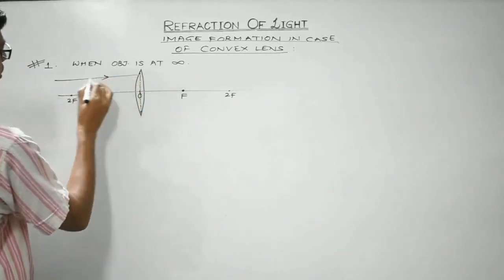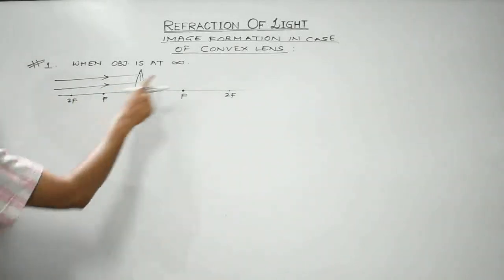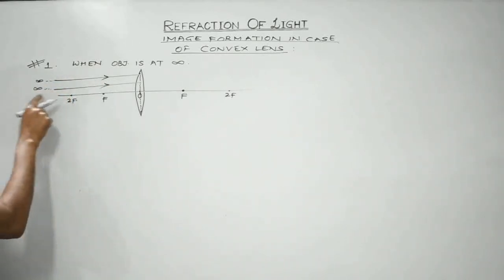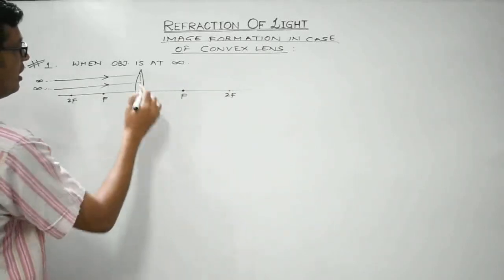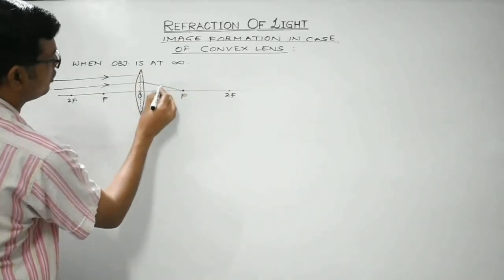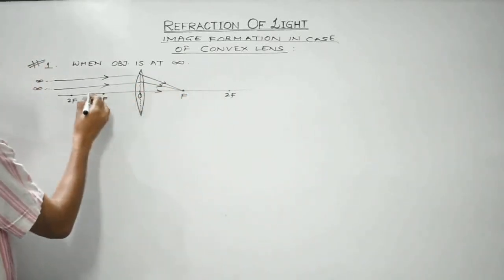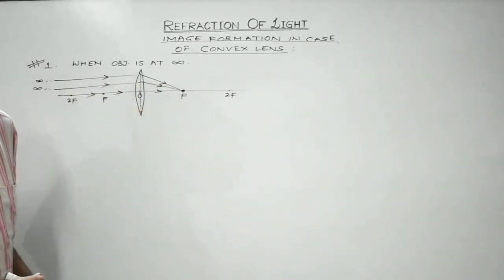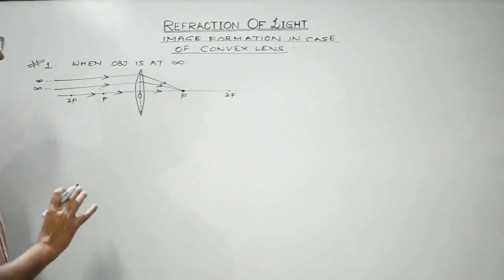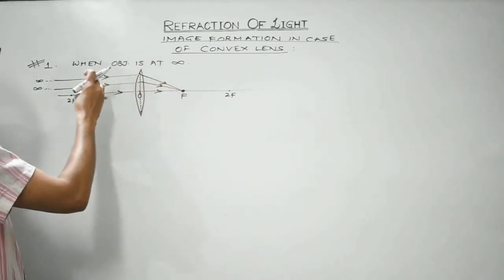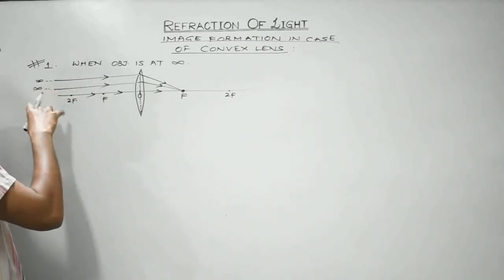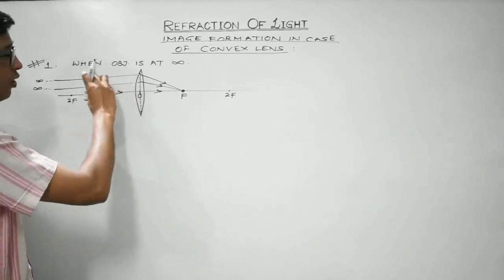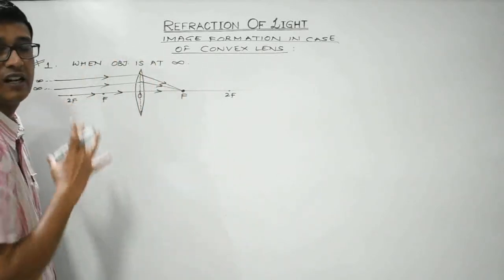So the rays are coming from infinity and all are parallel. So if the object is at infinity, then the rays will be parallel to each other and will also be parallel to the principal axis. Now, as you are aware, after refraction, all these rays tend to get converged at a particular point. And that particular point is known as the focus, right? So this is where the image will be formed. So students, whenever the object is at infinity, the rays from the object would be parallel to each other and also parallel to the principal axis. So because of its converging nature, all these rays after refraction tend to get converged at the focus.